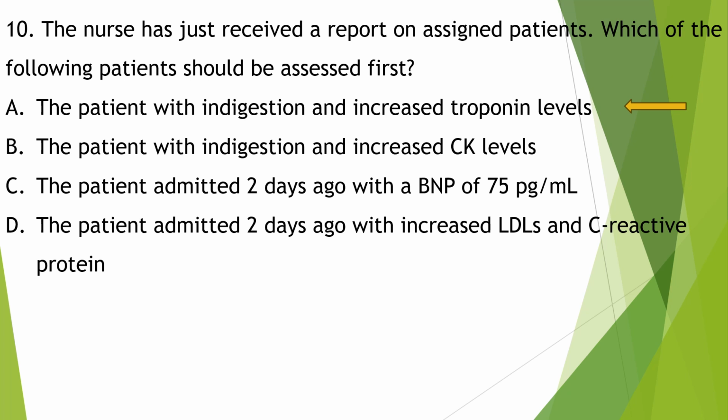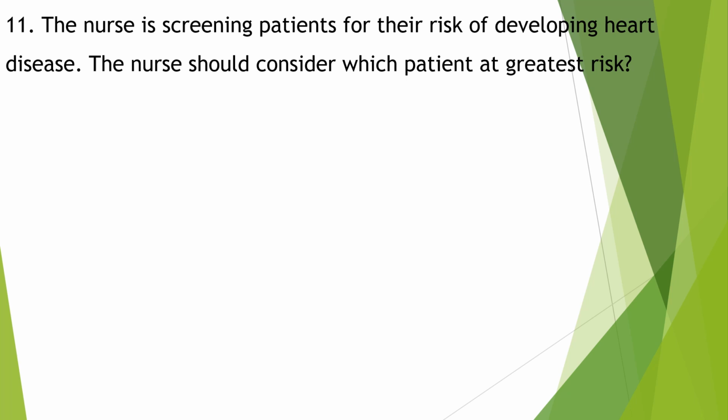And the third patient, the BNP value is at the normal range, and the fourth patient just needs an evaluation. The nurse is screening patients for the risk of developing heart disease. The nurse should consider which patient at greatest risk.